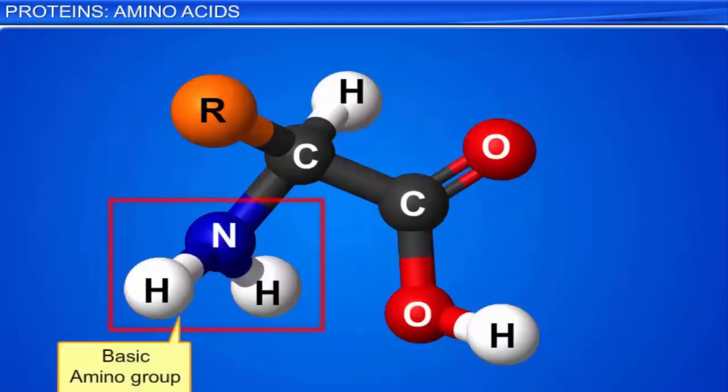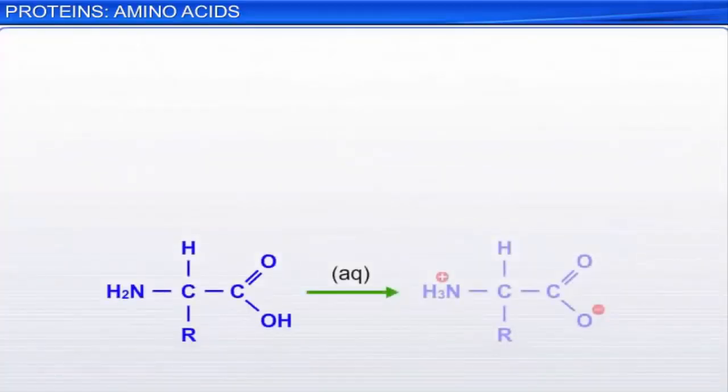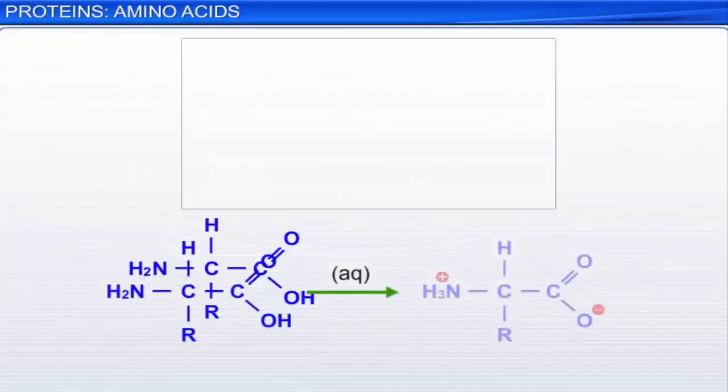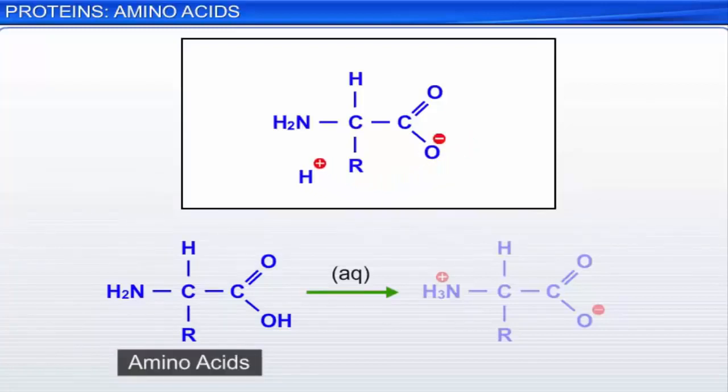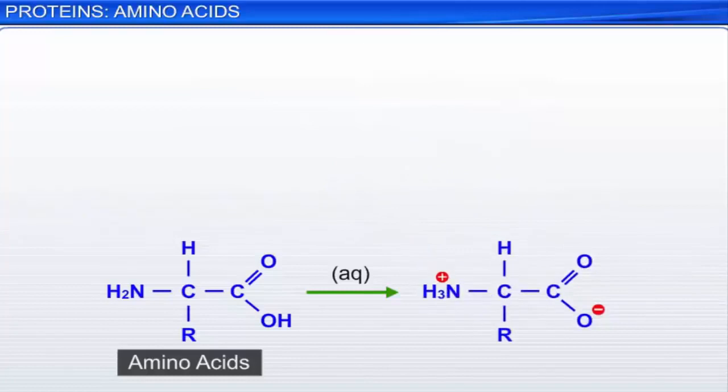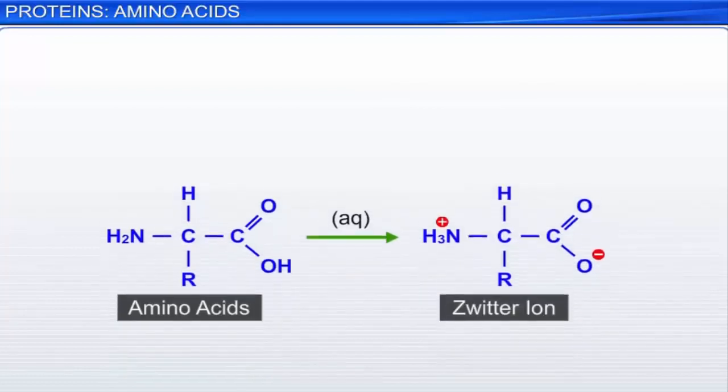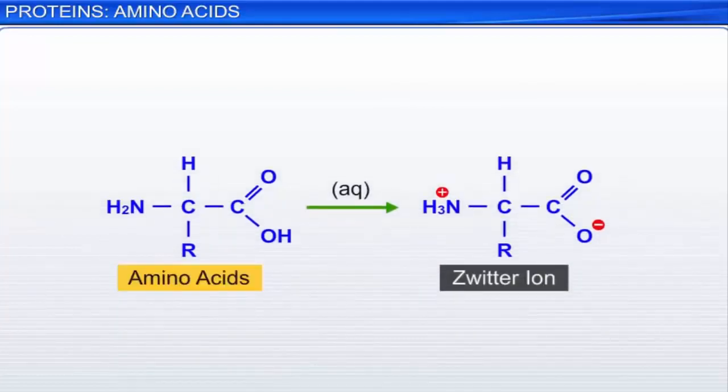In aqueous solutions, the acidic carboxylic group of an amino acid transfers a proton or a hydrogen ion to the basic amino group present in the same molecule. This results in the formation of a dipolar ion called a Zwitter ion. Thus, amino acids form Zwitter ions in aqueous solutions.